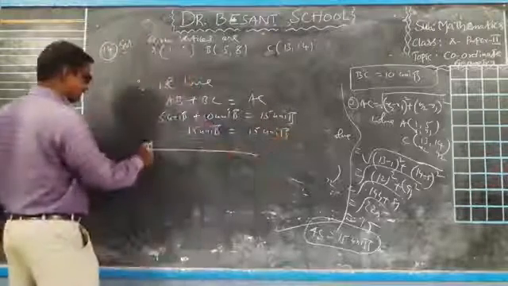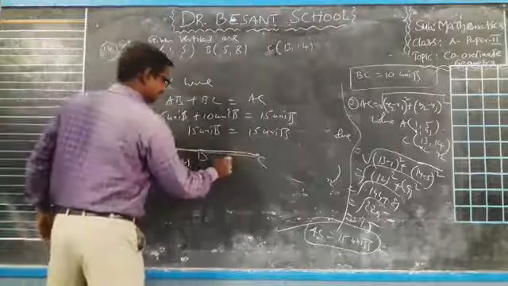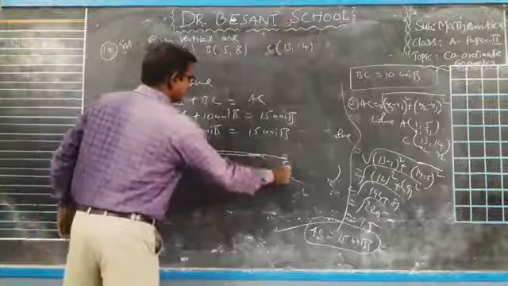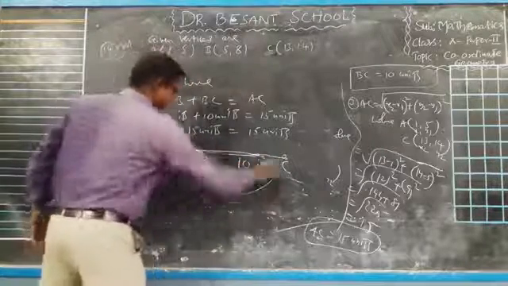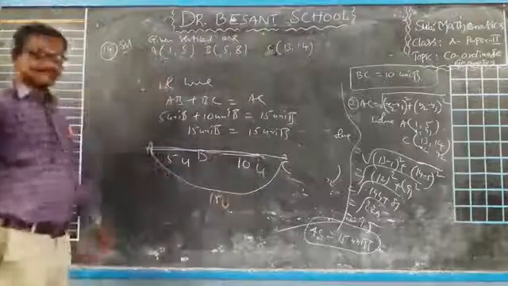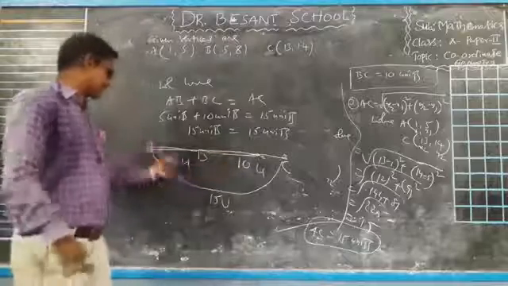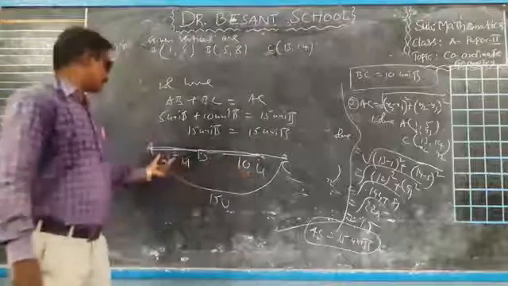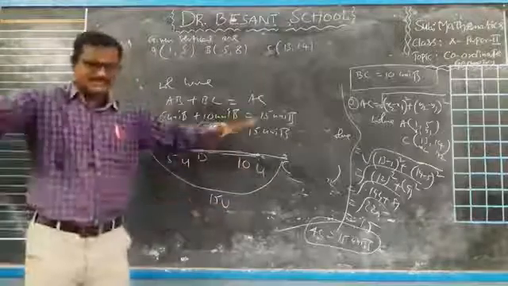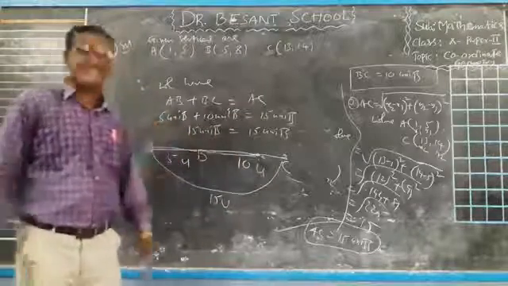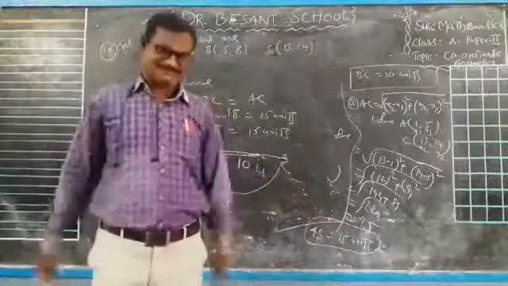That means what? This type of diagram: AB is 5 units, BC is 10 units, AC is 15 units. So AB plus BC, 5 plus 10, 15 units we got. All the 3 points A, B, C lie on the same straight line, so they are said to be collinear. Collinear means no triangle will be formed. We cannot construct a triangle with the given vertices.